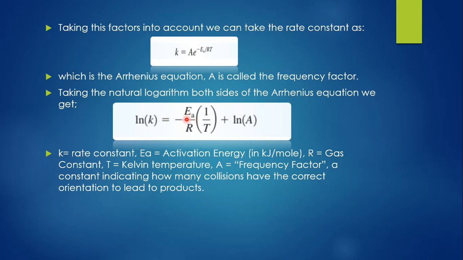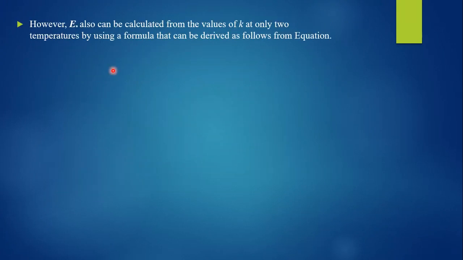So you can use this equation to find the activation energy. I'm going to show you how this is done, so just pay extra attention. Apart from this equation, there's another equation that can be derived from it, so pay extra attention so that you can understand. As I was saying, however, activation energy also can be calculated from the values of K at only 2 temperatures, by using a formula that can be derived as follows from the equation. So you are using 2 temperatures.